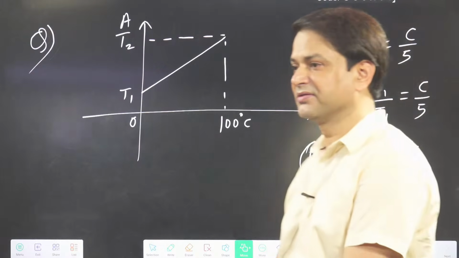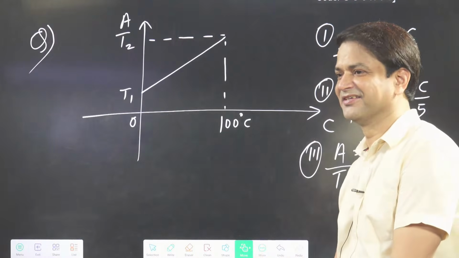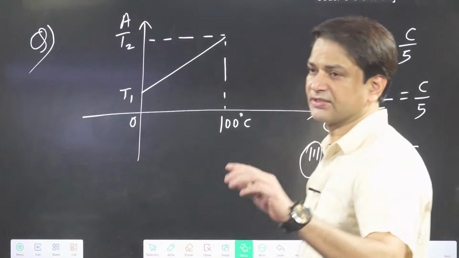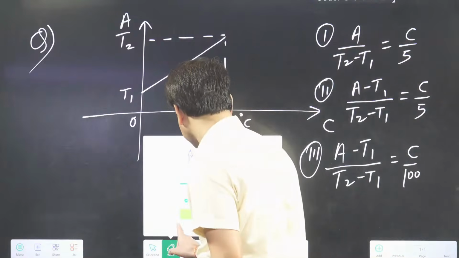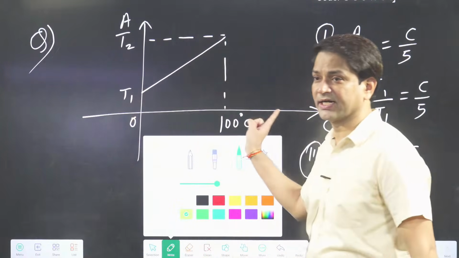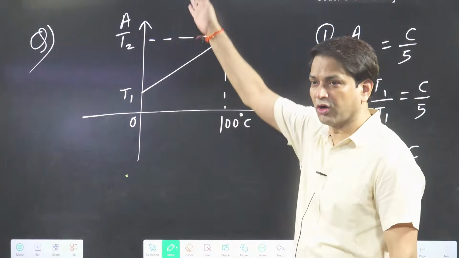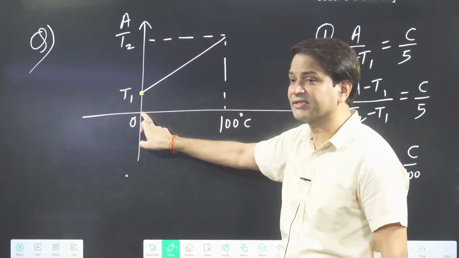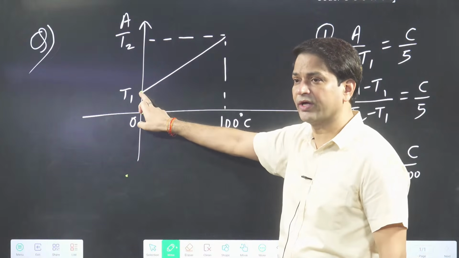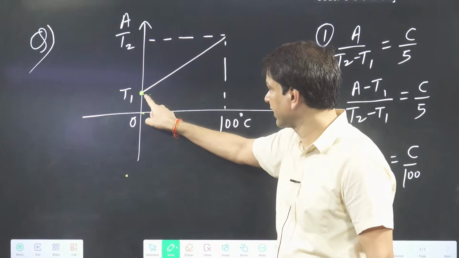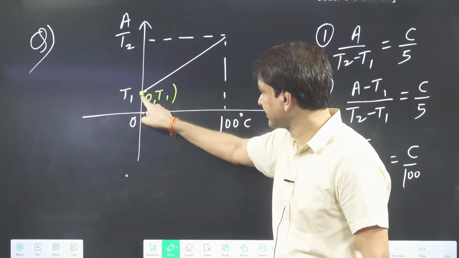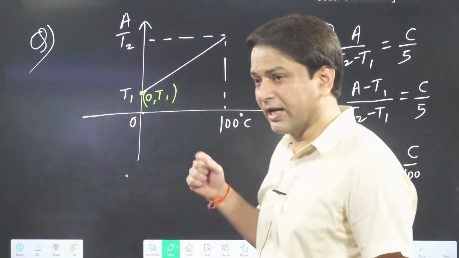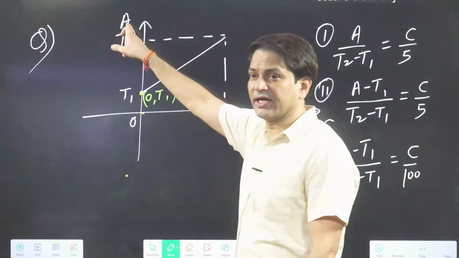Somebody is saying 3, good, 3. Here if you see the graph, on the x-axis the y value is 0, on the y-axis the x value is 0. For this point x is 0, which means Celsius is 0. What is the y value we are getting? T1. At this point you can write 0 comma T1. It means Celsius is 0, the y value is T1. Everybody got or not? It means LFP of this scale A is T1.